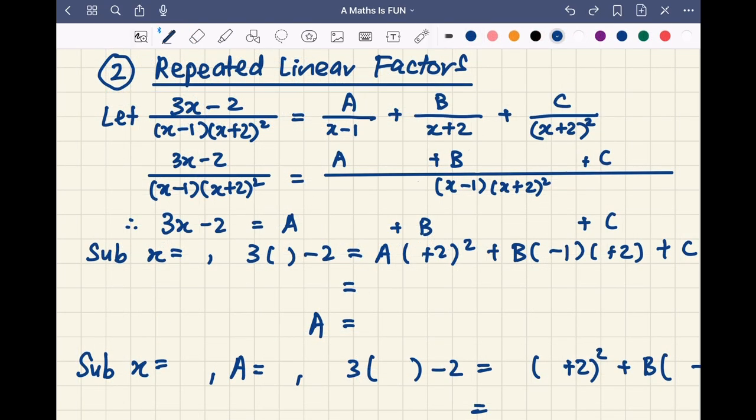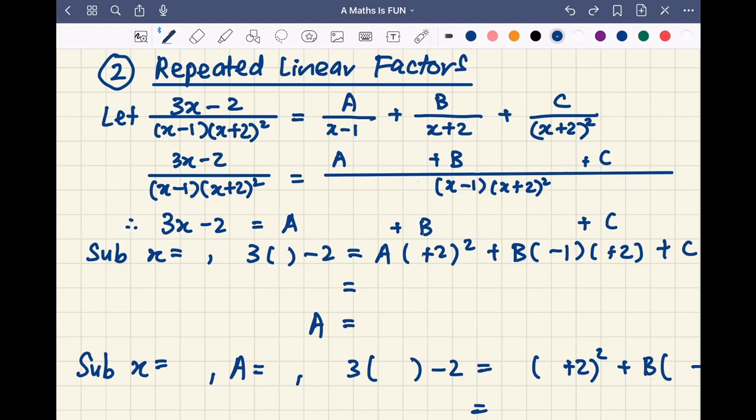For the second case of the repeated linear factors, we set it up as a over x minus 1 plus b over x plus 2 plus c over x plus 2 squared. Alright, so for this case, we will still do the same. We'll try to make a common denominator on the right hand side, and then furthermore, I actually combine them into one single fraction straight away, so as to cut down on our steps.